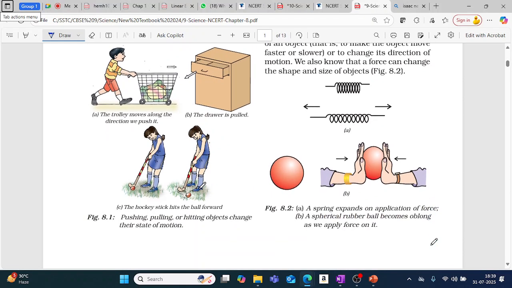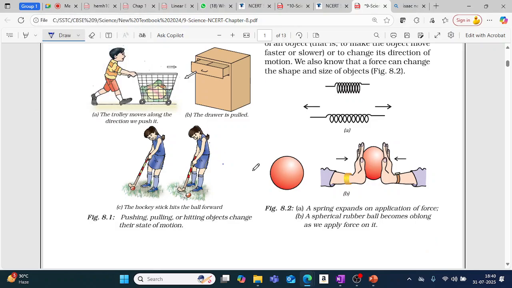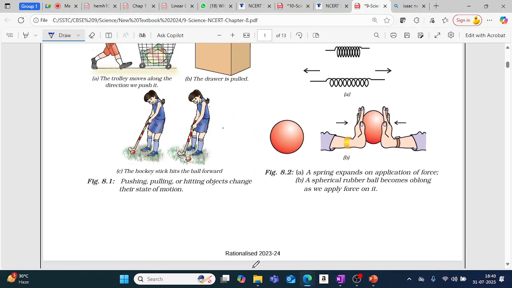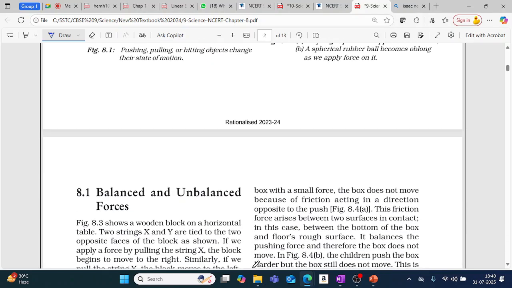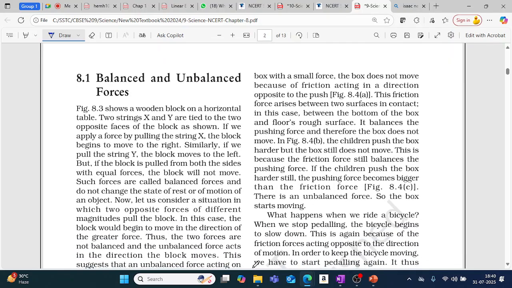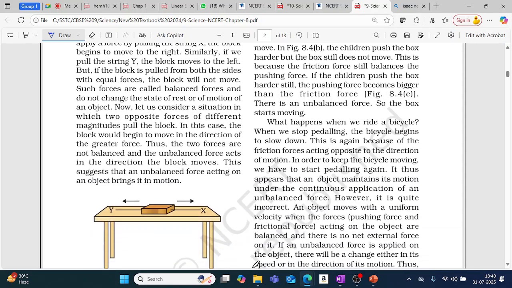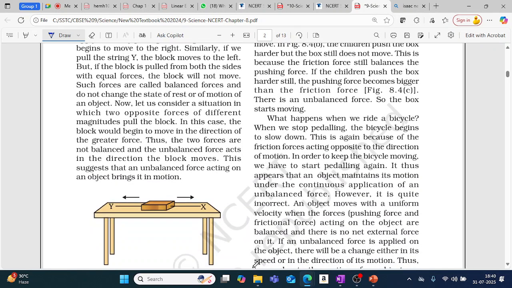Okay, finally, we are coming to a definition of force. After all this explanation, force is a push or pull. Now, let's move on to balanced and unbalanced force. So, we have a picture. A wooden block is there.